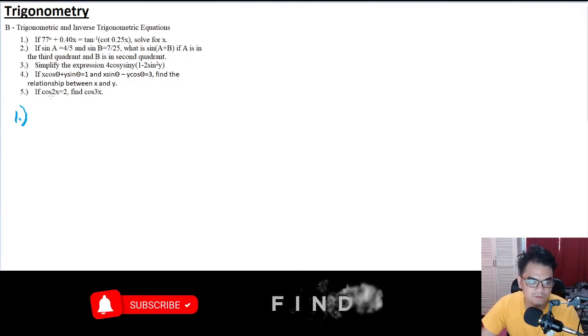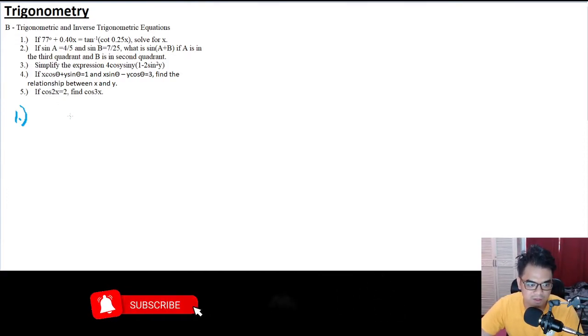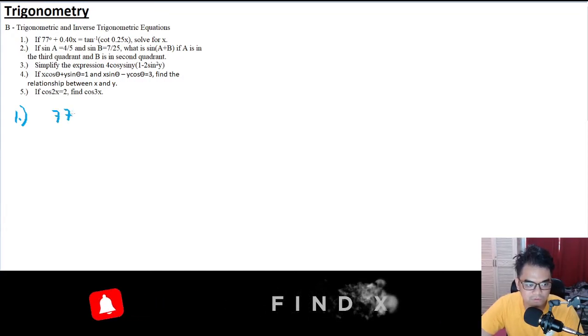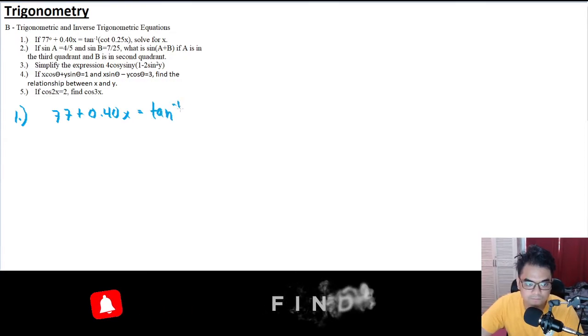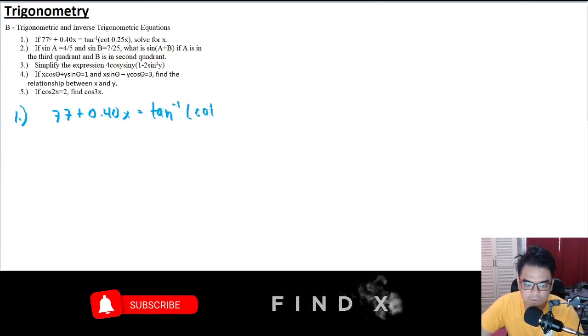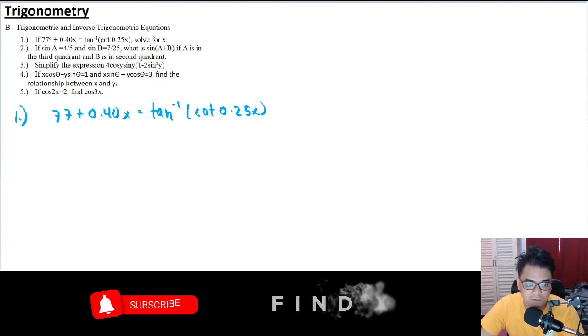It's 77 degrees plus 0.4x equal to arctan cotangent 0.25x. Okay, so let's just write the equation. So we got here 77 plus 0.4x equal to arctan cotangent 0.25x. Okay, so the first step for this one, we are asked to find the value of x, right?